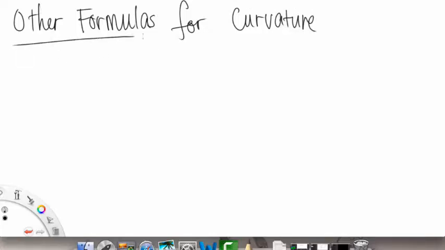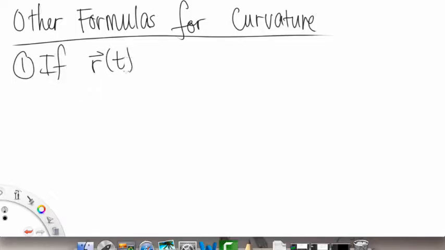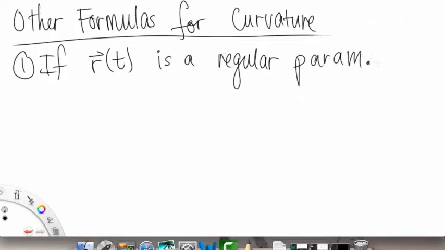So basically, this first one here is going to be if you have an r of t and it is a regular parameterization, meaning that it is not an arc length parameterization. So not an arc length parameterization.